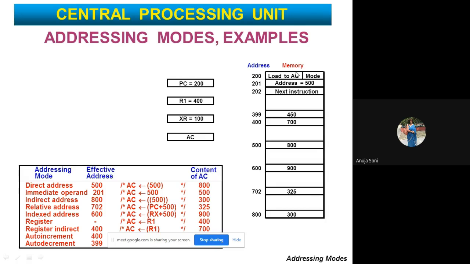So what will be the value of AC in this case? 400 will become the AC, but here no address is specified, so the address part will remain vacant. That is why a dash is put here in front of it.